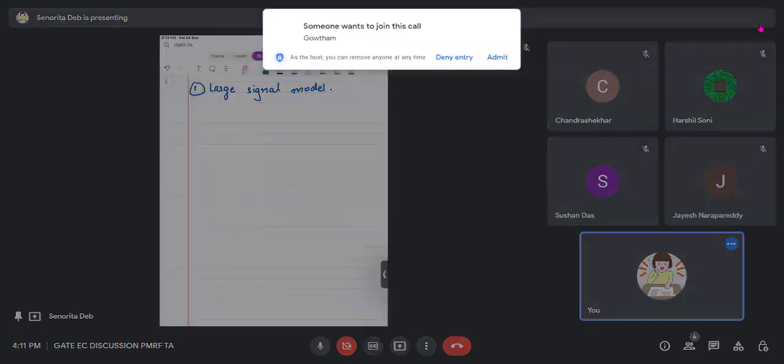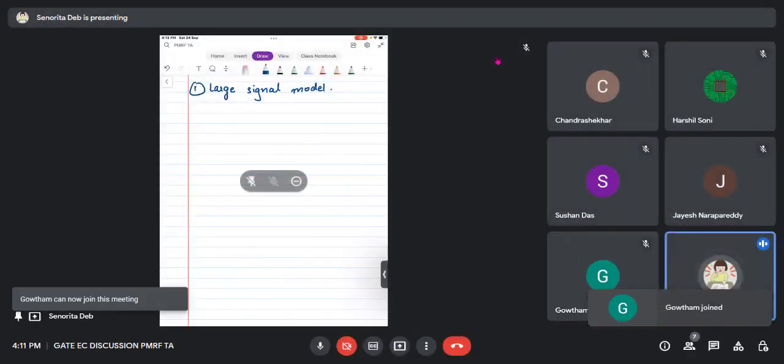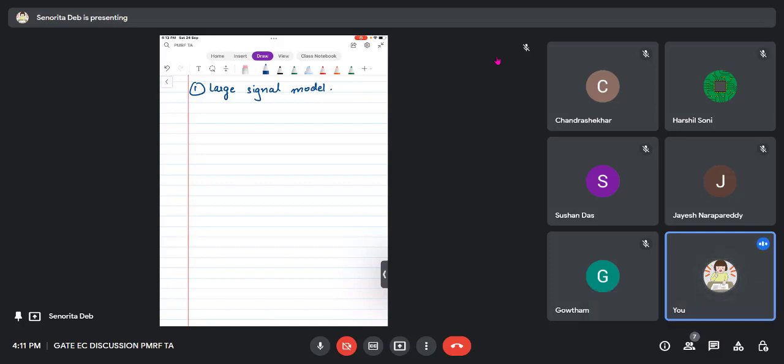Okay. So last class we had started and learned about the large signal model, right? So large signal model was done. Large signal model is nothing but the DC analysis, right? So in presence of DC, how your MOSFET is behaving. Okay. So quickly let us revise that.